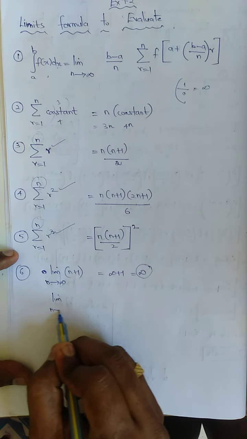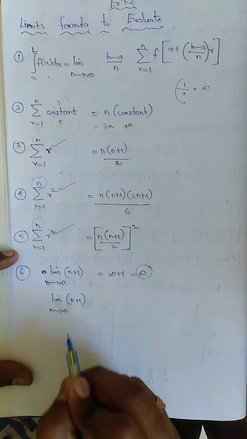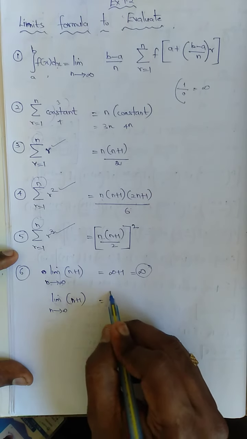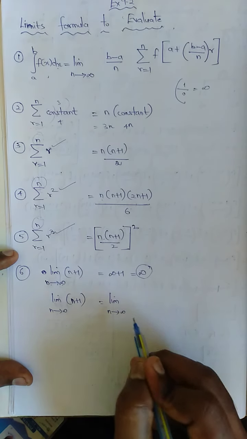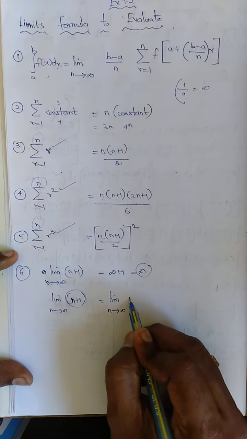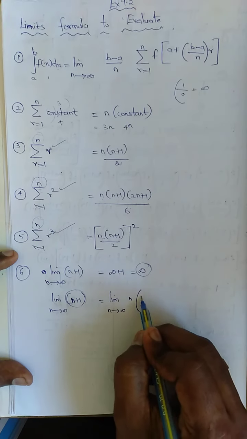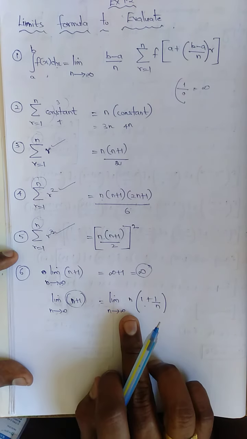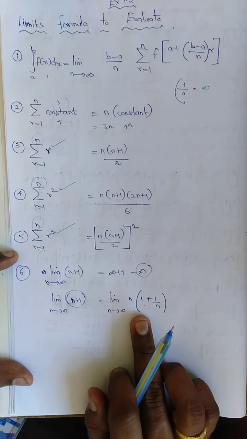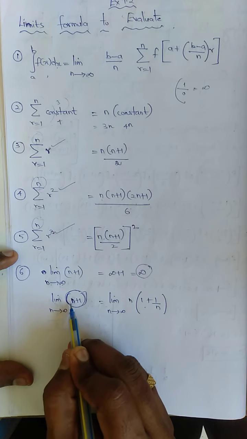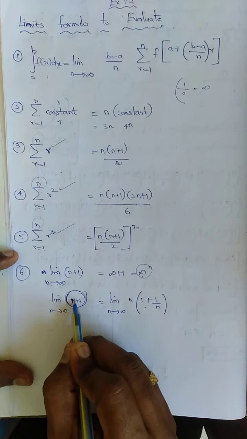Limit n tends to infinity of n plus 1. I need to apply infinity in place of n, but how am I going to apply it? Next, limit n tends to infinity, take n as common, take n outside. If I take n outside, I can write 1 plus 1 by n. This is the logic here, and this is very important for you to learn. Why? In n plus 1, I can't apply infinity, because infinity plus 1 once again becomes infinity. So take n outside.